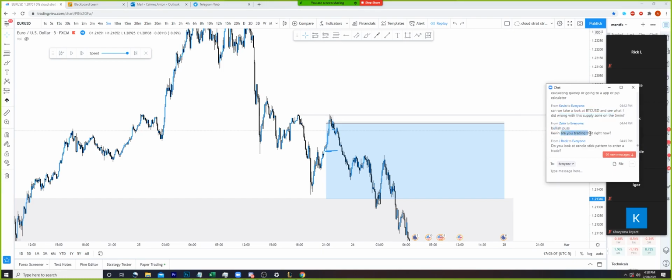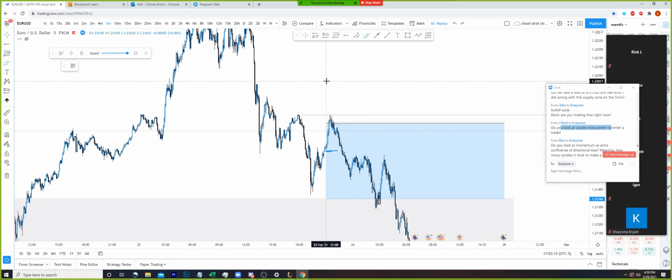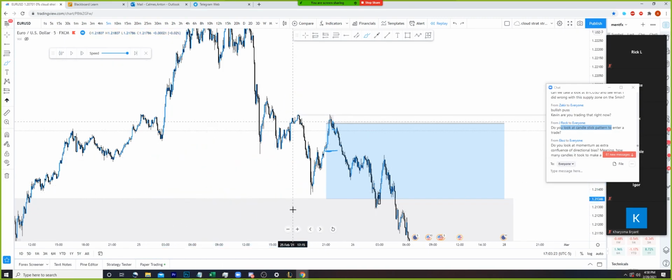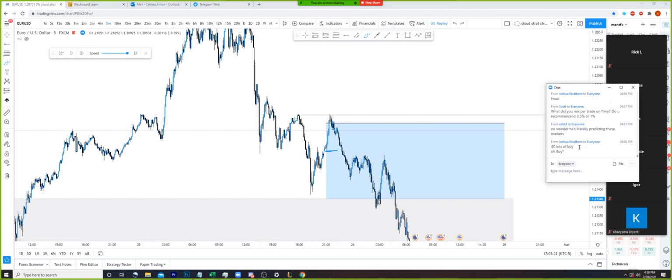Bullish push. Kevin, are you trading that right now? Oh, bullish push. Do you look at candlestick pattern to enter a trade? I mean, I don't know what you want to call a candlestick pattern. My candlestick pattern is waiting for Wyckoff and then entering. That's my candlestick pattern. So no, I don't use pin bars or anything of that sort. The only candlestick I care about is the demand or supply zone, or the overall demand and supply zone, right?